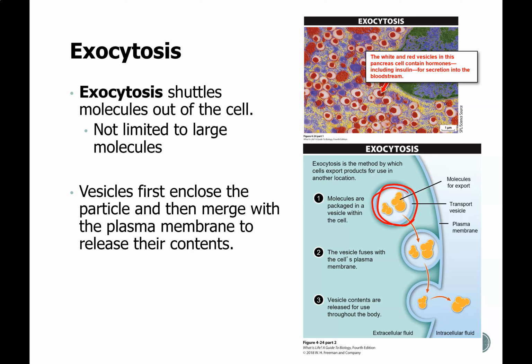So this happens to be exactly opposite of phagocytosis. So up here we actually have a picture, a nice example, that is vesicles in the pancreas, which produces hormones like insulin, that are being moved to the edge of the cell to be secreted into the bloodstream. So that's one example of how your cell might use exocytosis.